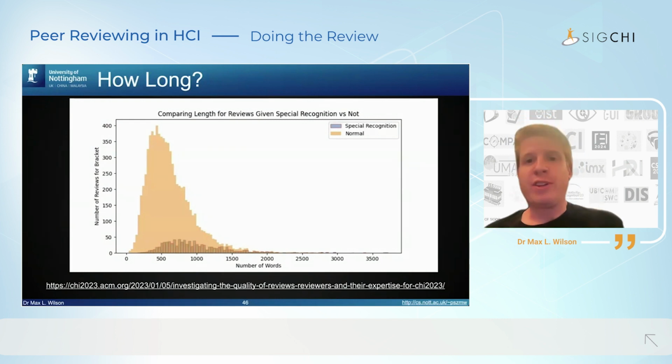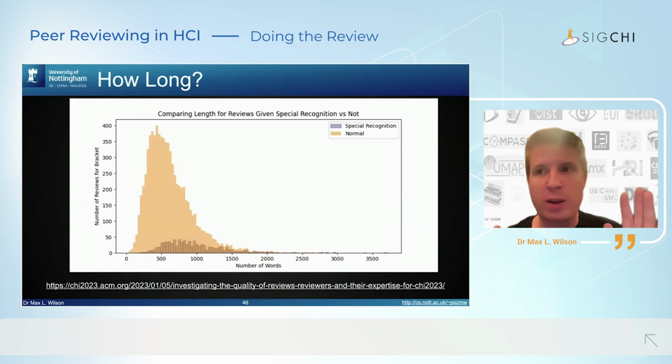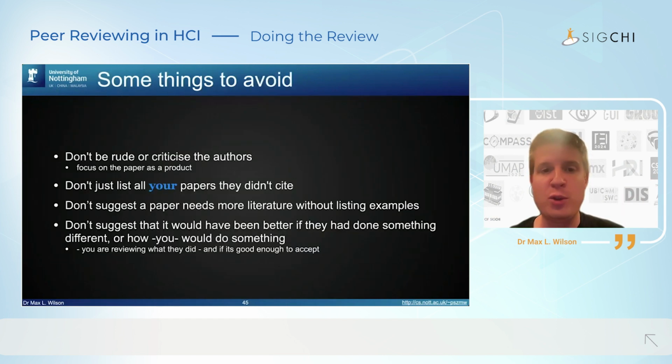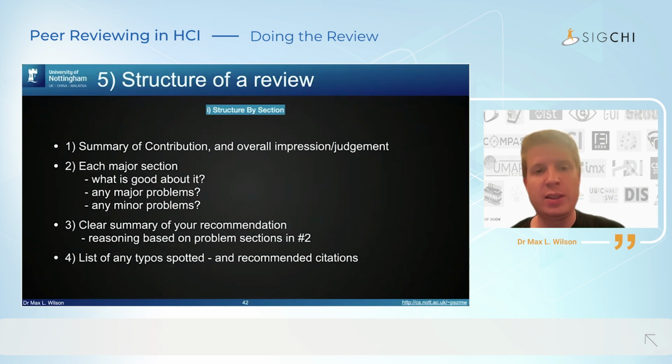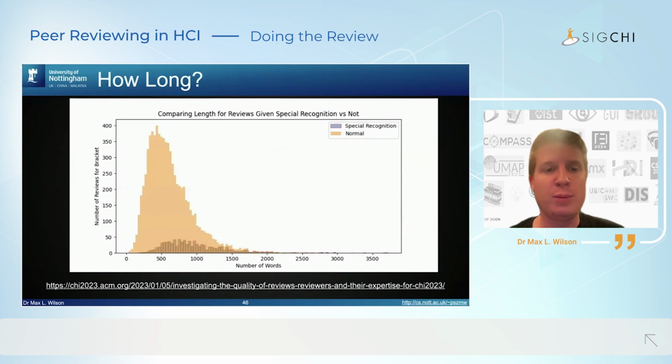So the final point for this video: we will look at how long your review should be, because we get plenty of reviews which are not long enough and not detailed enough. I think if you did all these things in my guidance back here, your review would be long enough. But this graph, I think, is interesting to see as an example.